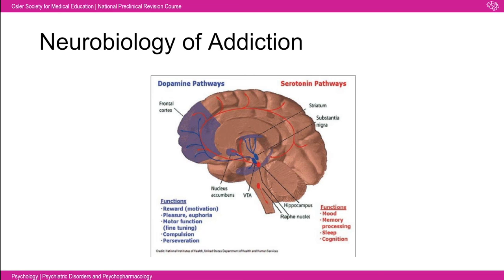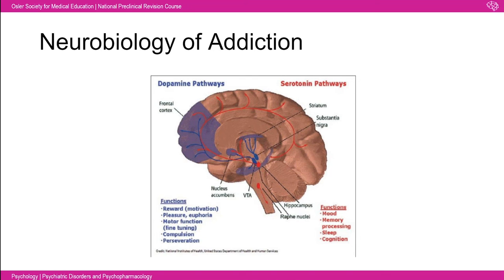And it's due to the reward, the pleasure. It also changes your motor functions and involves compulsion, and that's why dopamine is so prevalent, because that compulsive nature is affected by the dopamine pathway. The serotonin pathway is more involved in your mood and your memory processing. So you're altering your memory process when you're taking the drugs, which can be a reason for addiction. It also changes your cognitive abilities and your sleep.